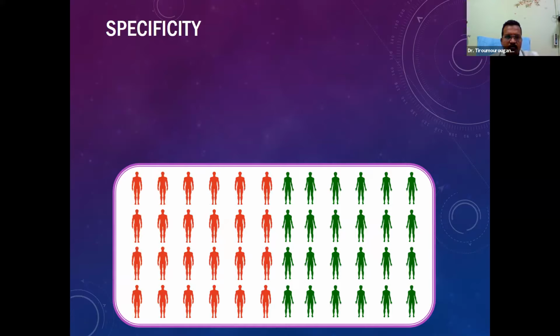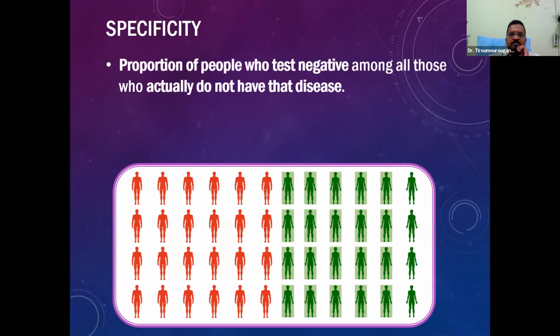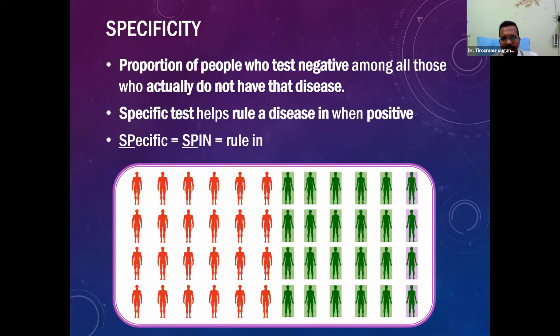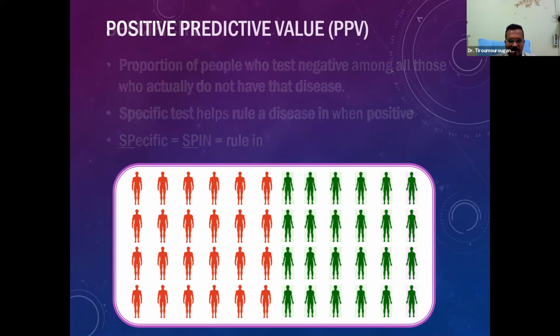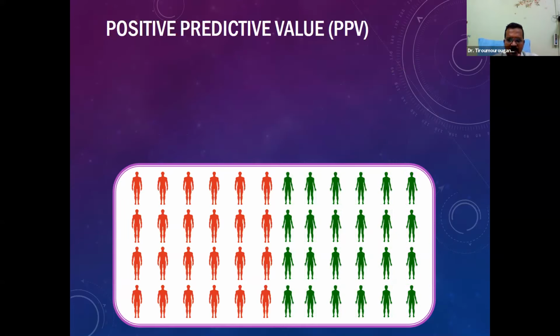Next, let's move on to the other commonly used terminology, which is specificity. Specificity is the proportion of people who test negative among those who do not have the disease. So it's the reverse of sensitivity if you look at it. And it helps us to rule in a disease when the test is positive. So if you remember SPIN, that is specific positive rule in. That's all we need to keep in mind. Those two are very relevant for us as clinicians when we come across a test.